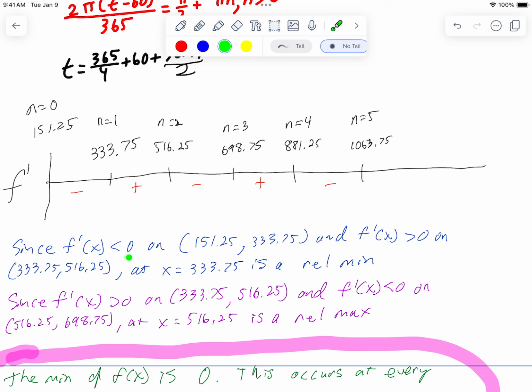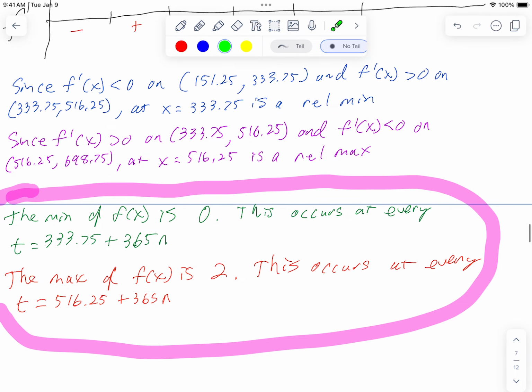So since f prime of x is less than 0 on 151.25 to 333.75, and f prime of x is greater than 0 on 333.75 to 516.25, at x equals 333.75 is a relative min. And since f prime of x is greater than 0 on 333.75 to 516.25, and f prime of x is less than 0 on 516.25 to 698.75, at x equals 516.25 is a relative max.